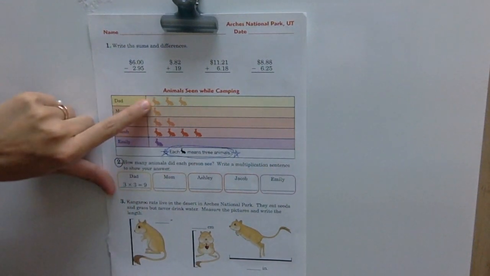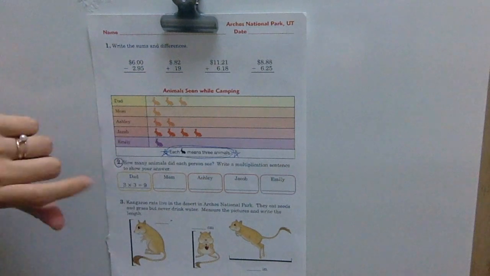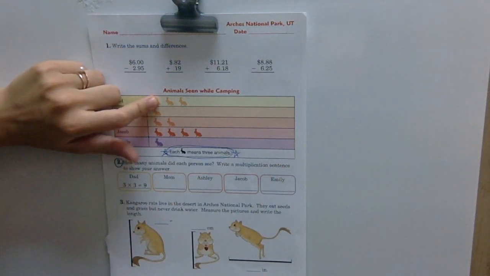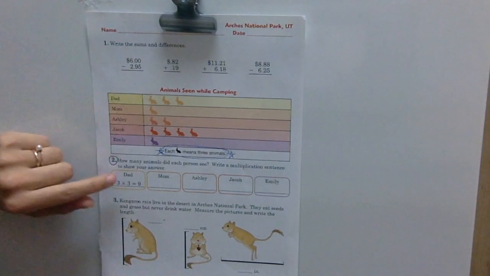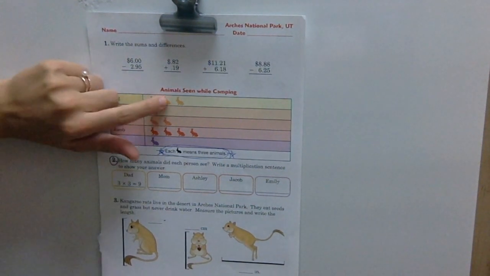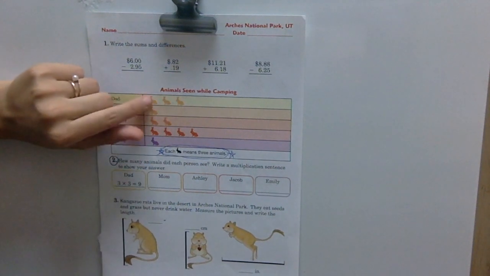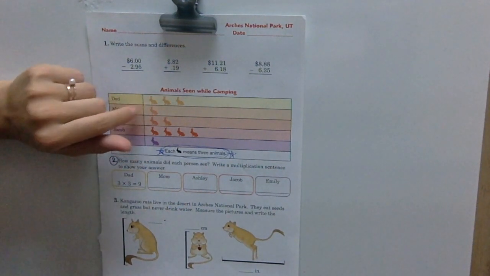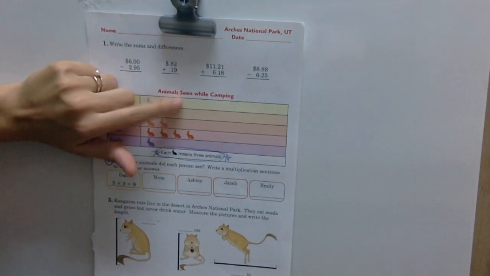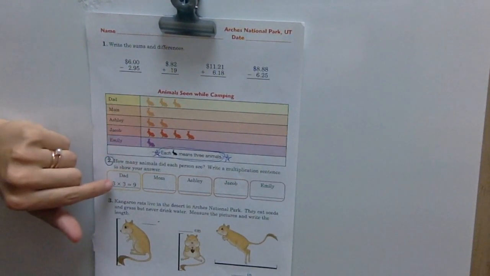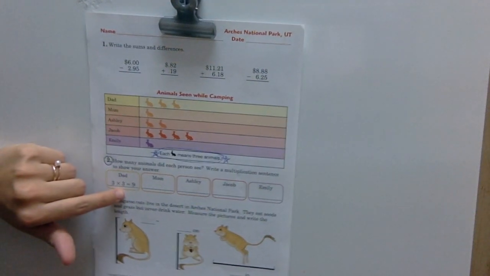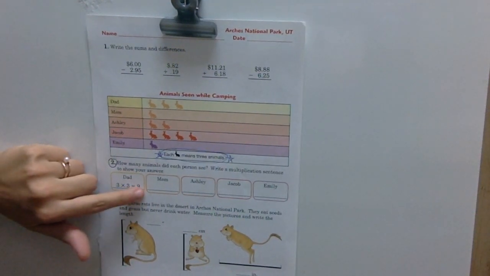So each one of these bunnies, if I say, oh, there's one bunny, that's actually 3 animals that they saw. So Dad, they say right here, he saw 3, and each one of these is worth 3, so this is like a group of 3 animals, a group of 3 animals, and a group of 3 animals. So he saw 3 times 3, or 3 groups of 3 animals, which would be 9, okay?